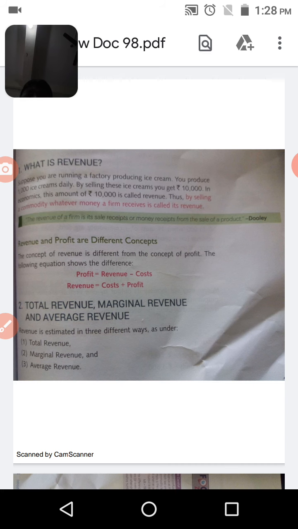of the fourth topic, supply analysis. So the last and most important content of the fourth topic of economics, that is supply analysis, is the concept of revenue. Okay, so first of all, what is meant by revenue?